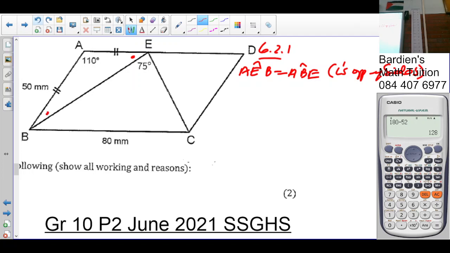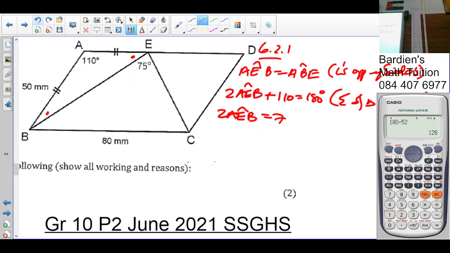So now we say that twice AEB plus 110 is equal to 180. Why? Sum of angles in a triangle, this triangle ABE. So 2AEB is equal to 180 minus 110, which is 70. So AEB is equal to 35 degrees. That's 35 degrees and that is 35.